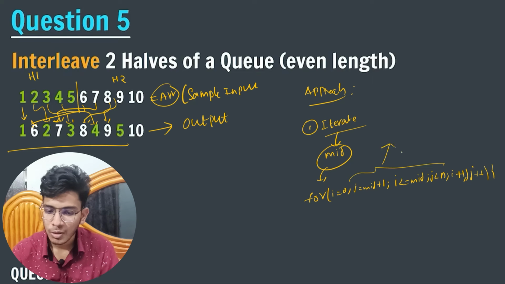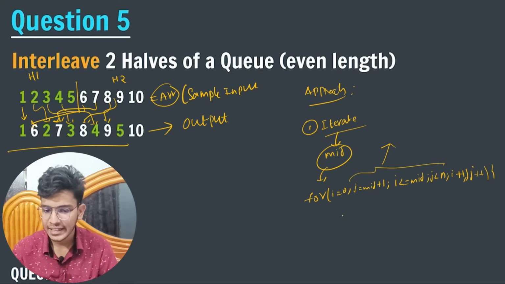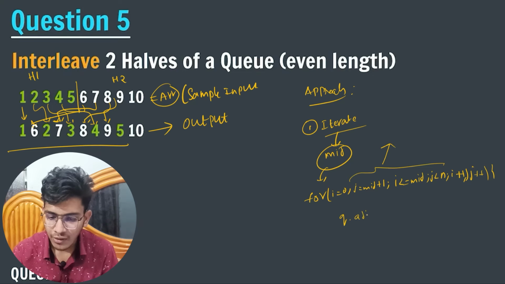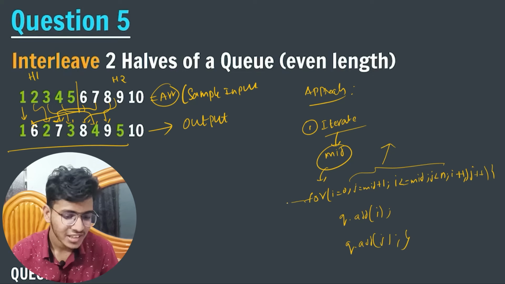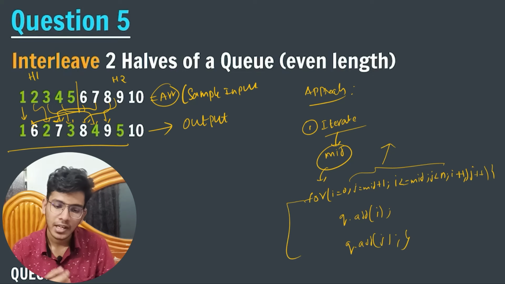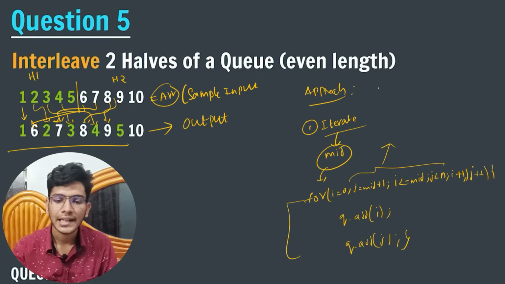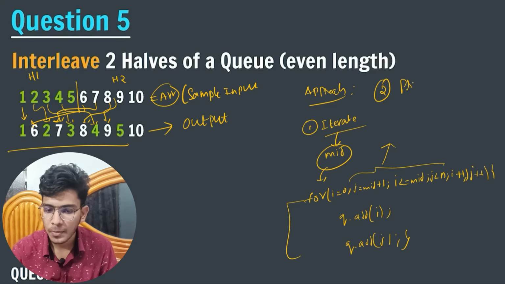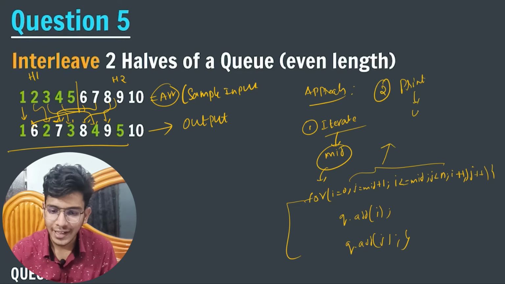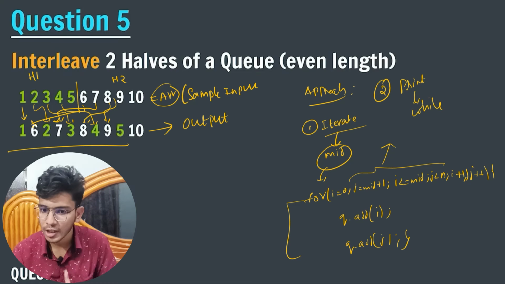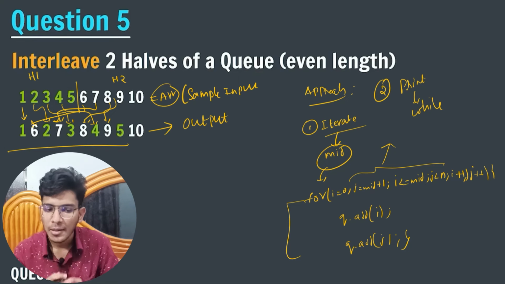So this will be my iterative statement, and in that I will add first the ith element, and after that I will add the jth element. So this is how, very simple question. This is how I am going to add the elements in my queue, and the second thing will be I will print my queue using a while loop, or I will just use System.out.print to print my queue. So this is how I am going to do this question.